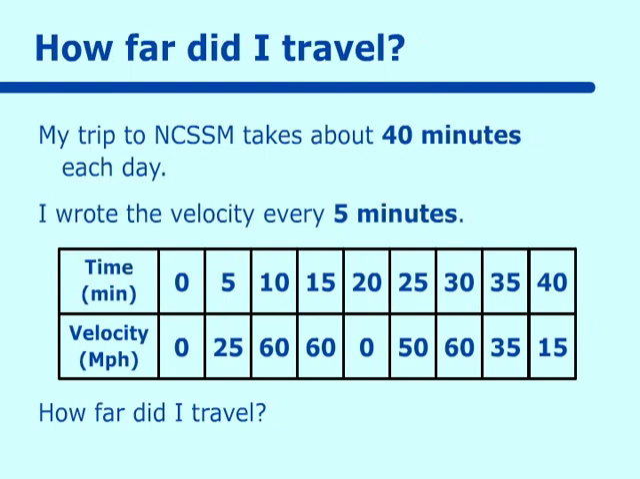Well, in calculus, we have several ways of figuring this out. And one of the ways we are going to work on today is called rectangular approximation method. And you realize that time times velocity equals distance. So we're going to use that idea when we create our rectangles and approximate how far I traveled. The first type we are going to use is called left rectangle approximation method.